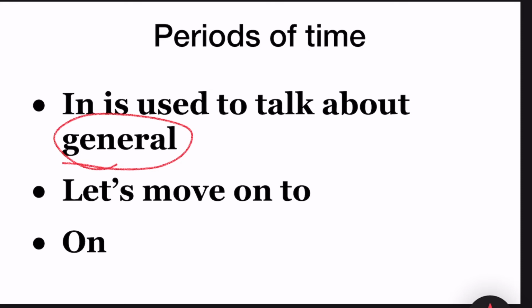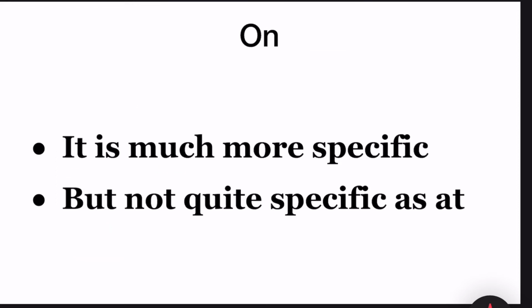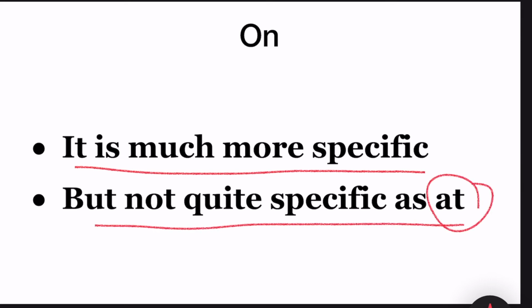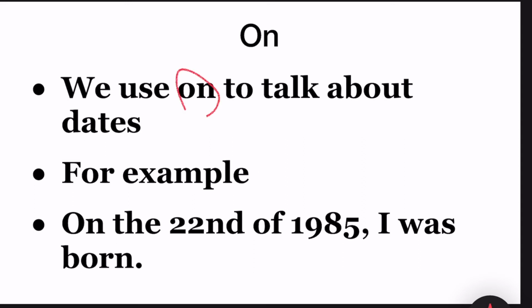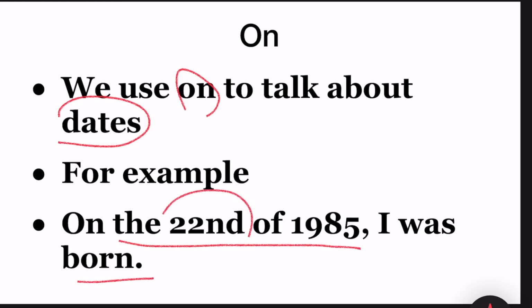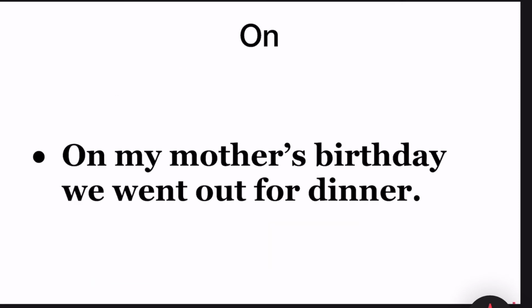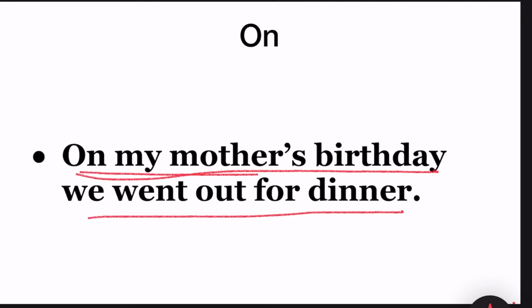Next, let's move on to on. How can you use on to express time? It is much more specific, but not quite as specific as at. We use on to talk about dates. For example, on the 22nd of May 1985, I was born. Here we have added the date, 22nd, so we have used the preposition on. Example: on my mother's birthday, we went out for dinner.